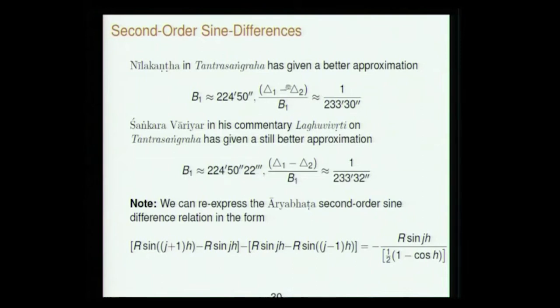What would this have been in Aryabhatta? This is 1 over 225 itself. Delta 1 minus delta 2 is 1, B1 is 225. So, this would have been taken as 1 by 225 by Aryabhatta. Nilakantha is giving a slightly better value.